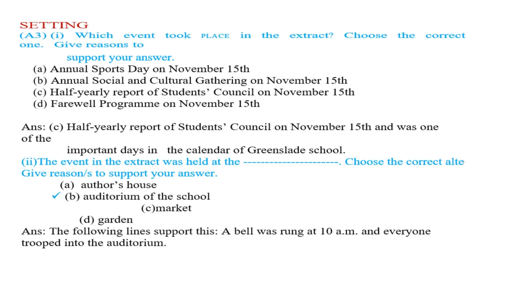Next question is: the event in the extract was held at the dash. Where was the event held? It was held in the auditorium of the school. This is the correct answer. The following lines support it. We come to know this with the line, a bell was rung at 10 a.m. and everyone trooped in the auditorium. With this we come to know where the event was held.